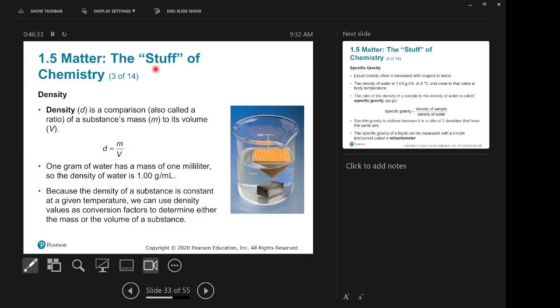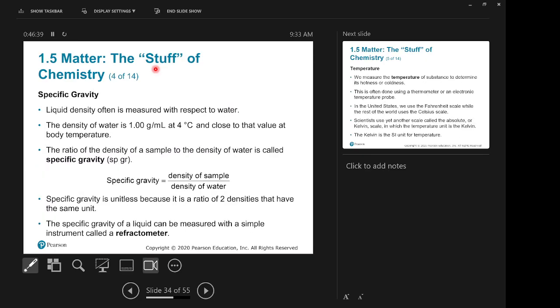That's why you can do helium in a balloon as well. Helium is less dense than the air around it, and so it floats. Specific gravity: liquid density specifically is very often used in this because you typically want to know, is it going to float or sink in water? Solids are also sometimes done with this, but liquid density especially.